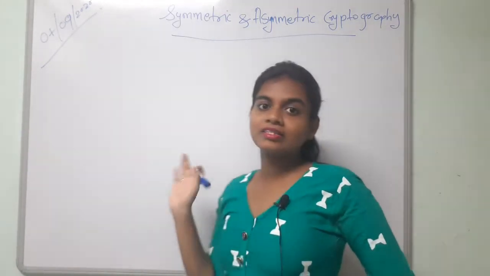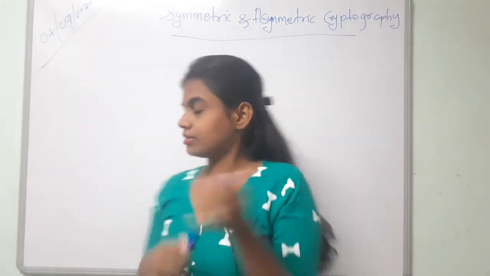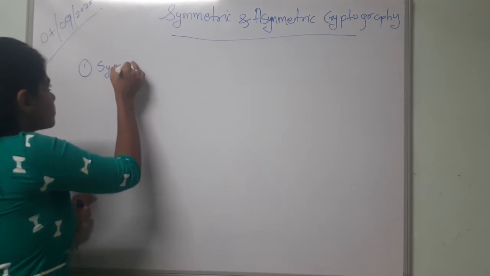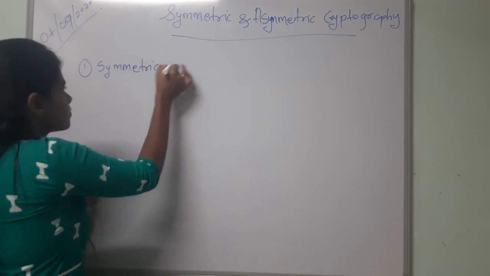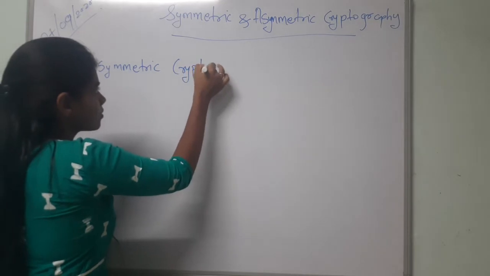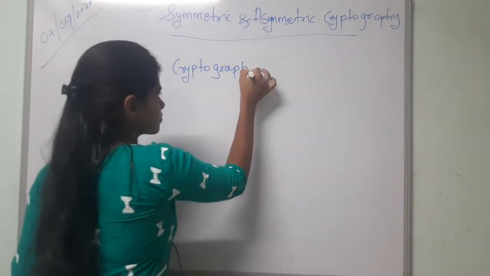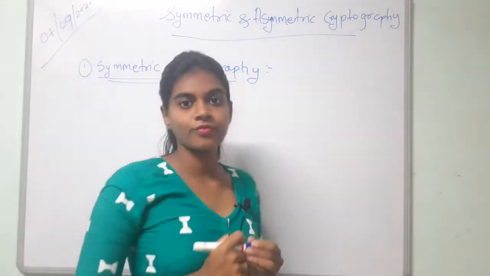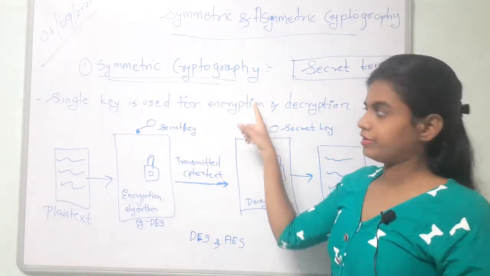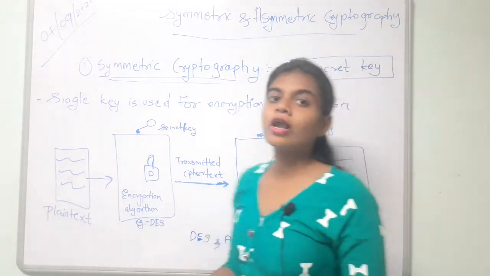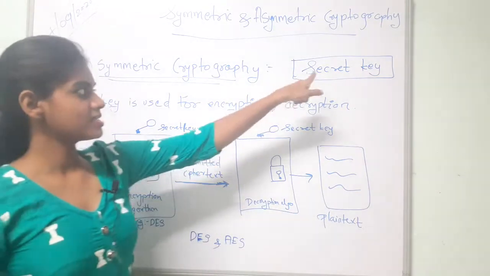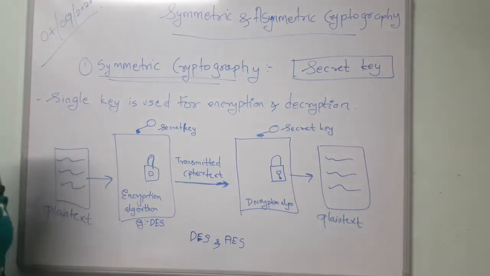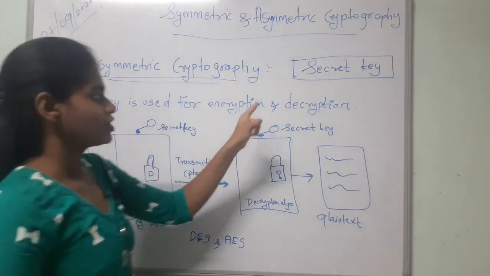First I will take symmetric cryptography. Now what is symmetric cryptography? Symmetric cryptography is also called secret key cryptography. Note down: secret key cryptography. The main point in symmetric cryptography is that a single key is used for encryption and decryption.